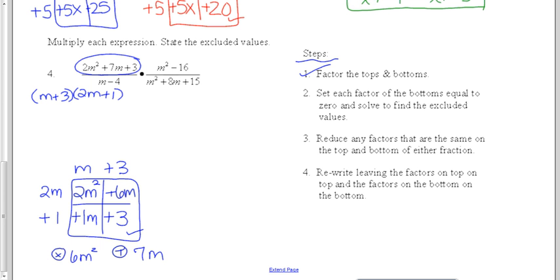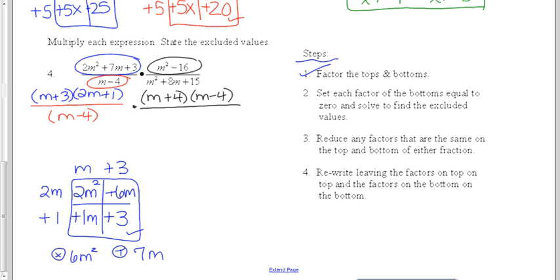Next, I'm going to factor the bottom of that one, which was already in nice factored form. That's m minus 4. So that gives us a little break there. On the top, I've got to factor m squared minus 16. That's a difference of squares. It has two terms. We should recognize that factors into m plus 4, m minus 4.